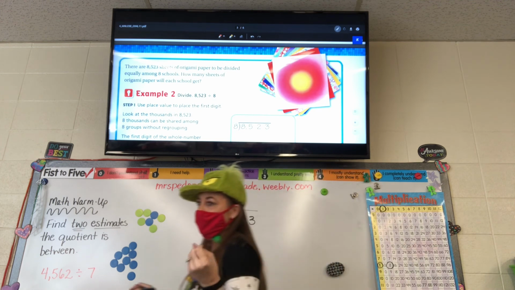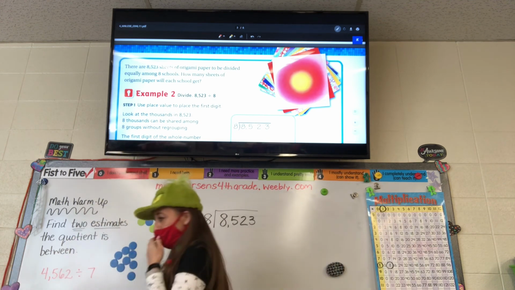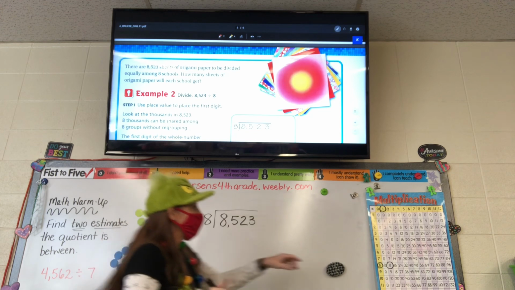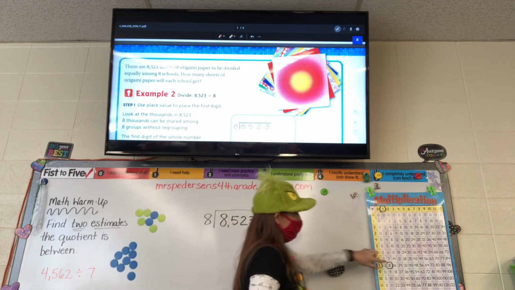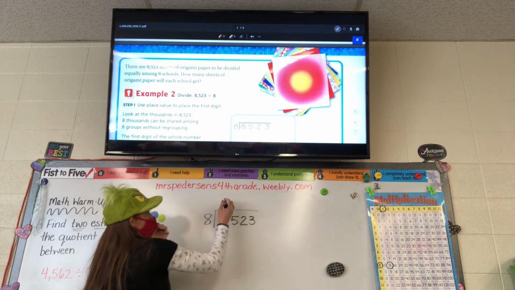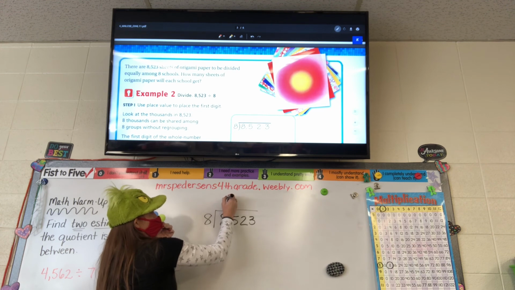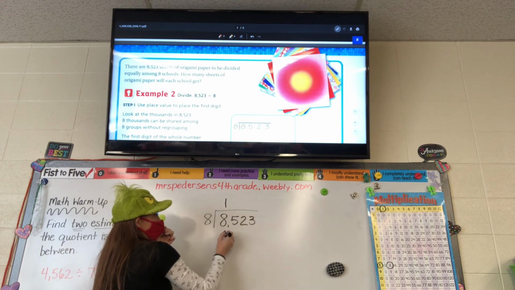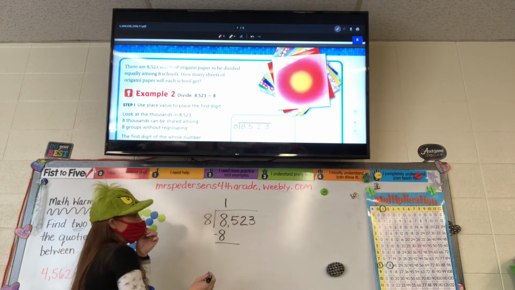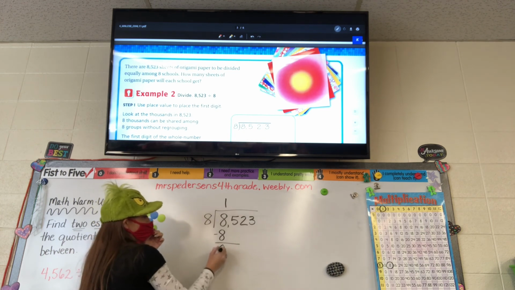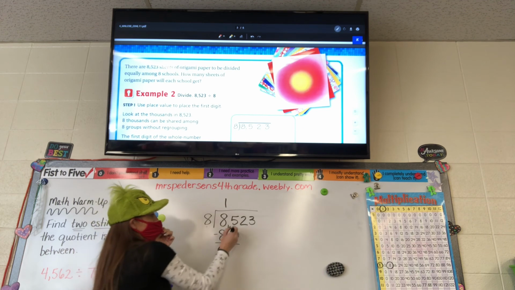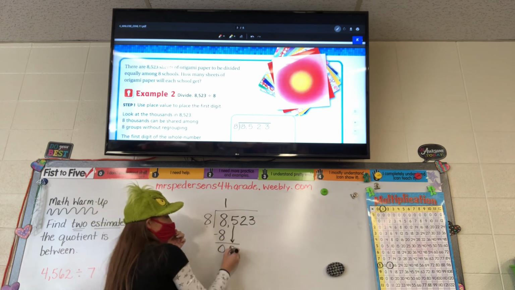So we've done the first 2 steps. We've divided, and then we multiplied. 1 times 8 gave us 8. So what goes on top? 1. What goes underneath the 8? 8 minus 8 equals? 0. Is 0 less than 8? Yes. So we bring down our 5, right?